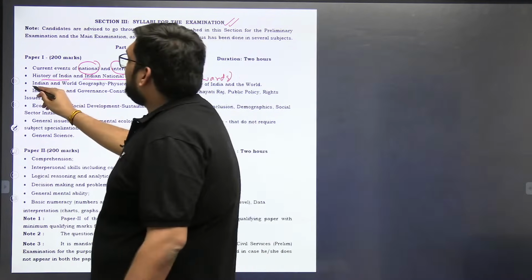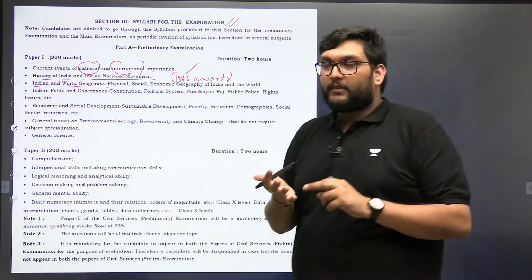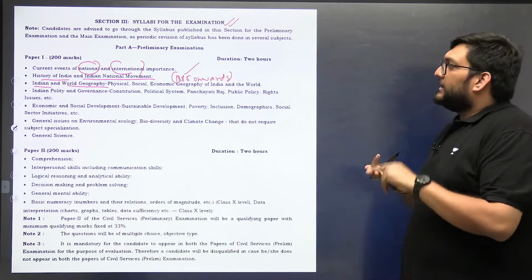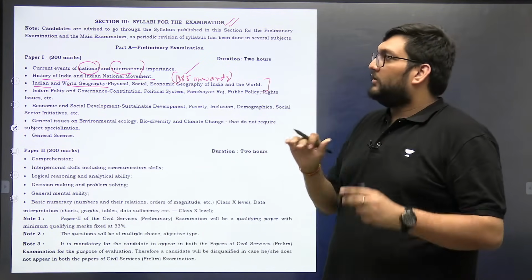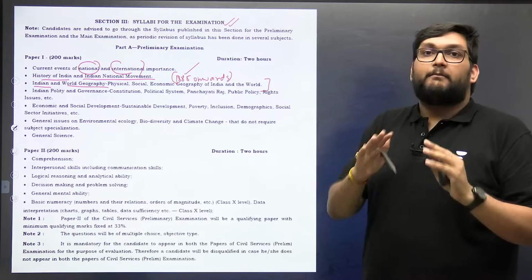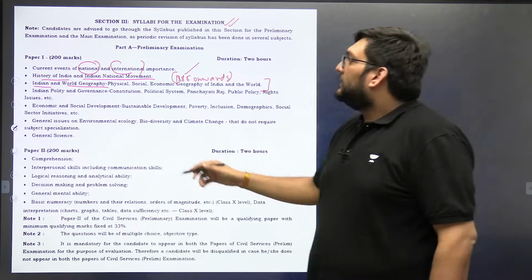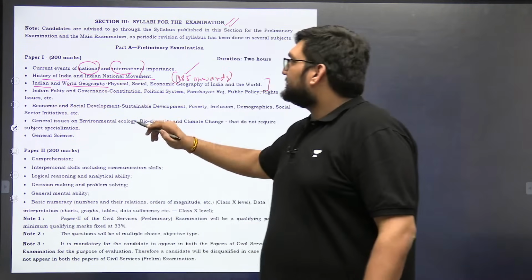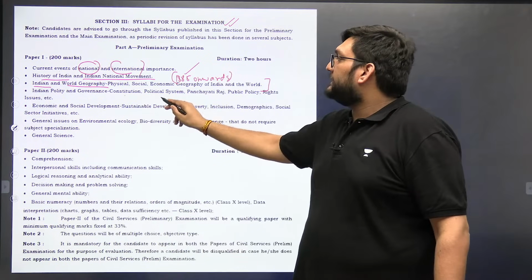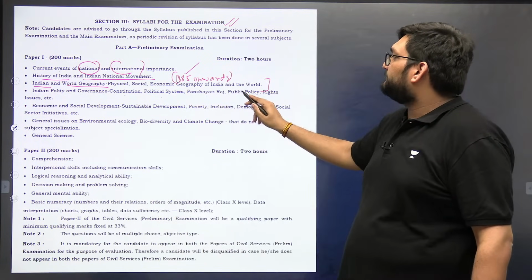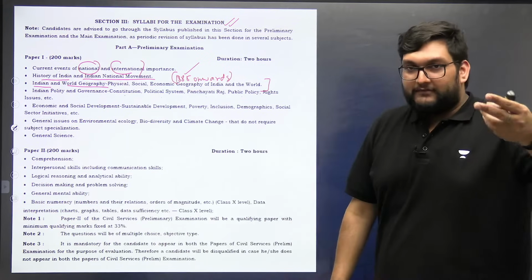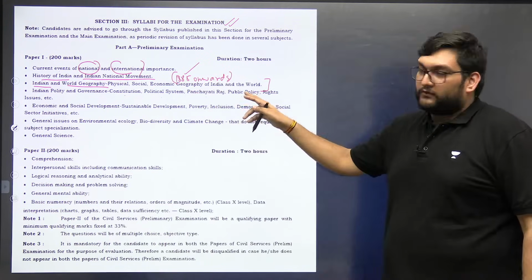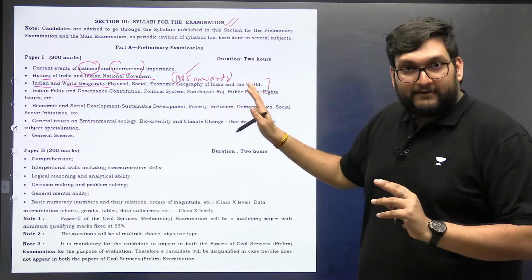Then you have Indian and world geography. Physical, social, economic geography of India and the world. So again, not very well defined, but the basic contours are there. Indian polity and governance, constitution, political system, panchayati raj, public policy, rights issues, etc. Meaning everything, but out of these PRIs and all are very important, very well indicated in that sense.